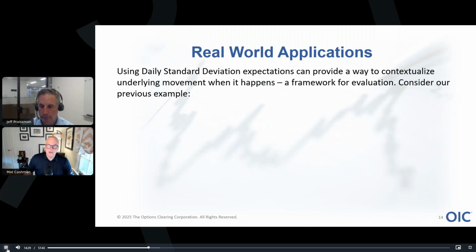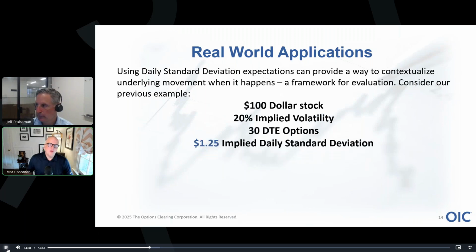The way that standard deviations can be used is that you can use it as a framework for evaluation as to what the market is considering and not considering going forward. Remember what we talked about: $100 stock, 20 implied vol, 30 days until expiry. You've got $1.25 of implied standard deviation.